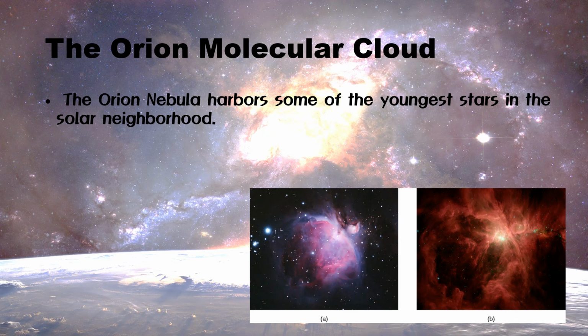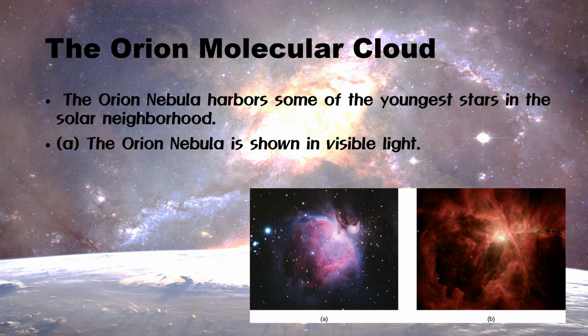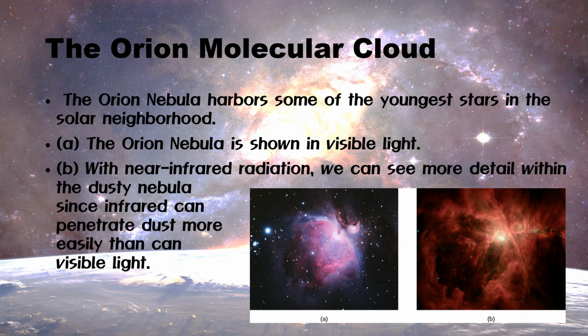Now, the Orion Nebula itself harbors some of the youngest stars in the solar neighborhood. If we look at image A, this is how the Orion Nebula appears in visible light. So if you had a very powerful telescope, you could train your eye onto this nice visible light show. But if we look at this in the near-infrared radiation, we can see much more detail within the dusty nebula, since again, infrared can penetrate dust much more easily than visible light.